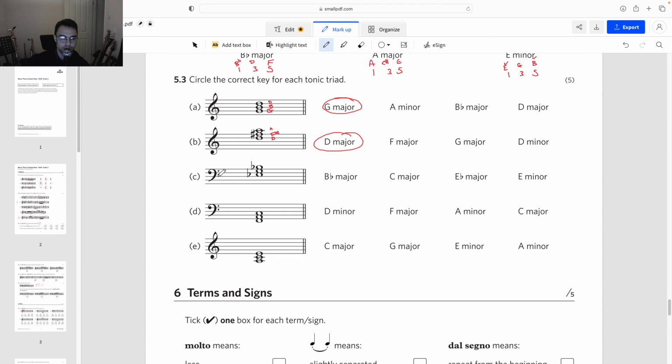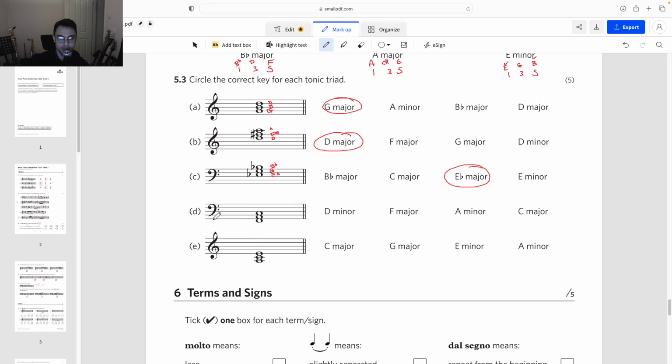Well, we're in the bass clef. What is this note? Yep, it's an E flat, and then a G, and then a B flat. E flat, G, B flat. Those notes make an E flat major triad.